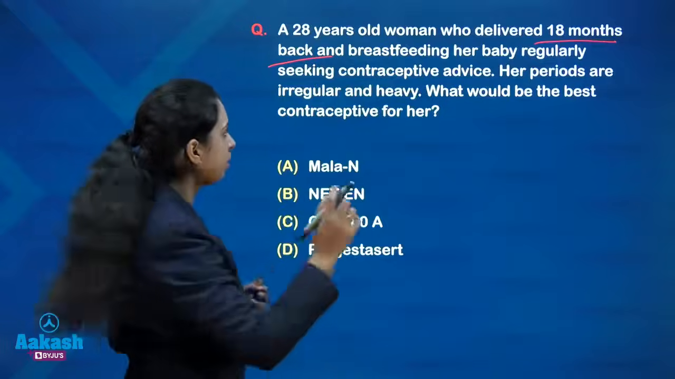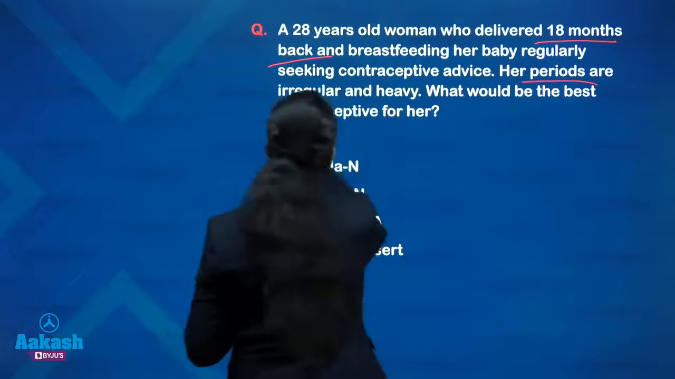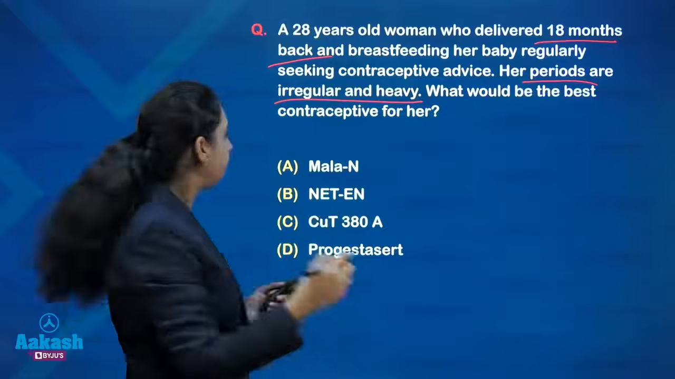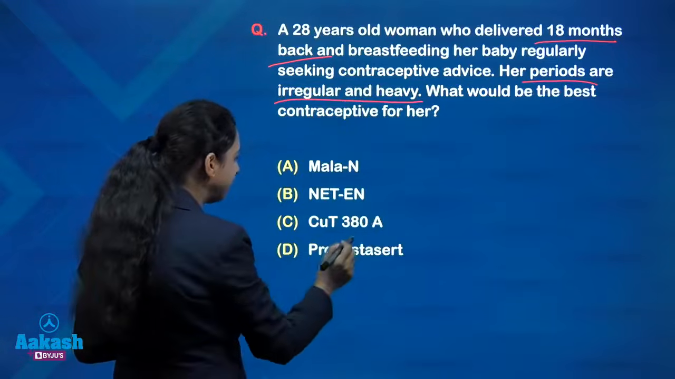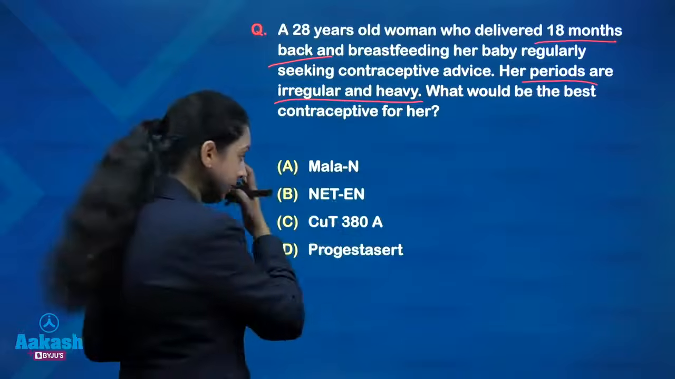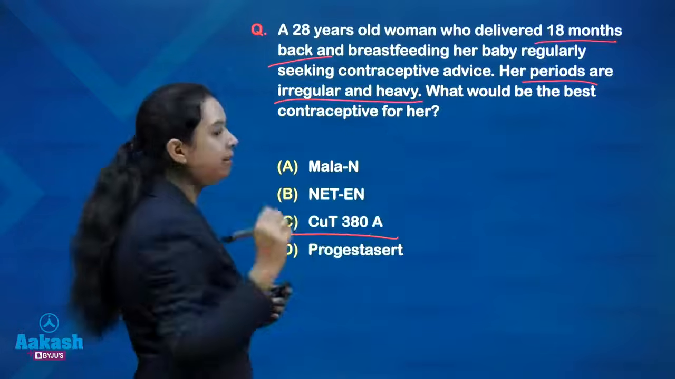The choice will depend on the fact that her periods are irregular and heavy. So what will you give? Will you give Mala-N? Will you give norethisterone enanthate? Will you give copper T 380A or progesterone? So copper T will further make her periods irregular.